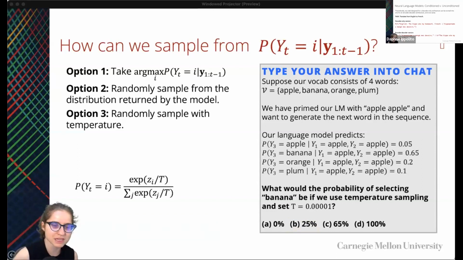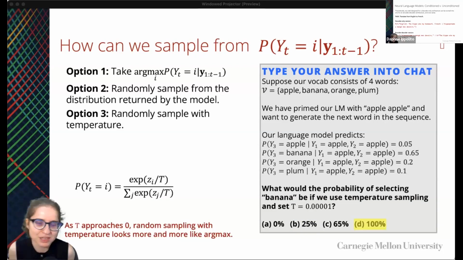So what happens if we set t equal to something really, really small? Obviously, we can't do t equals 0 because then we'd be dividing by 0. So yep, the answer is 100% because we are basically turning this back into taking the Argmax.